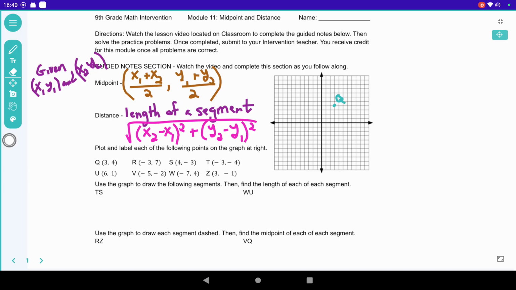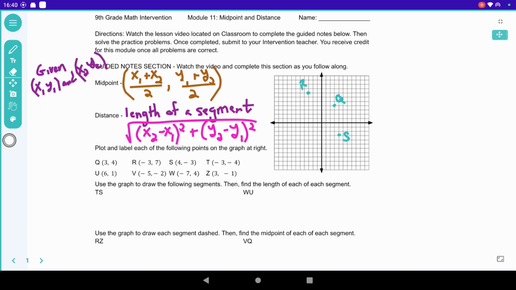And then I'm just going to go across. R is negative 3, 7. So we're going to go to the left 3 because it's X then Y. So negative 3. And then up to 7. And we're going to label that as point R. S is 4, negative 3. So right 4, down 3. So to the right 4, down 3. And that was point S.